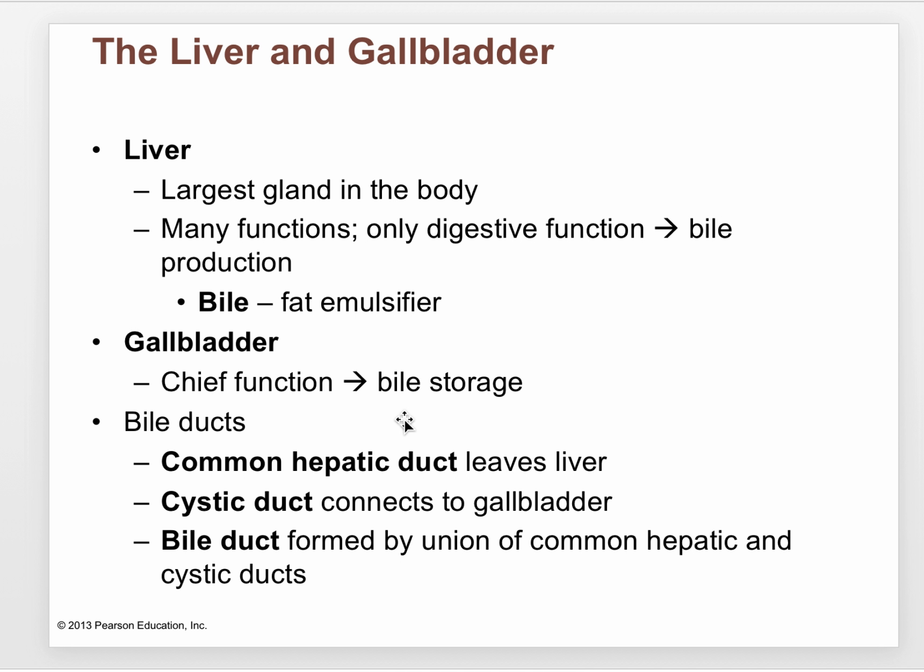The gallbladder, its chief function is to store bile and release the bile into the small intestines. There's a common hepatic duct that leaves the liver. There's a cystic duct that connects to the gallbladder, and the bile duct is formed by the union of the common hepatic and the cystic duct.